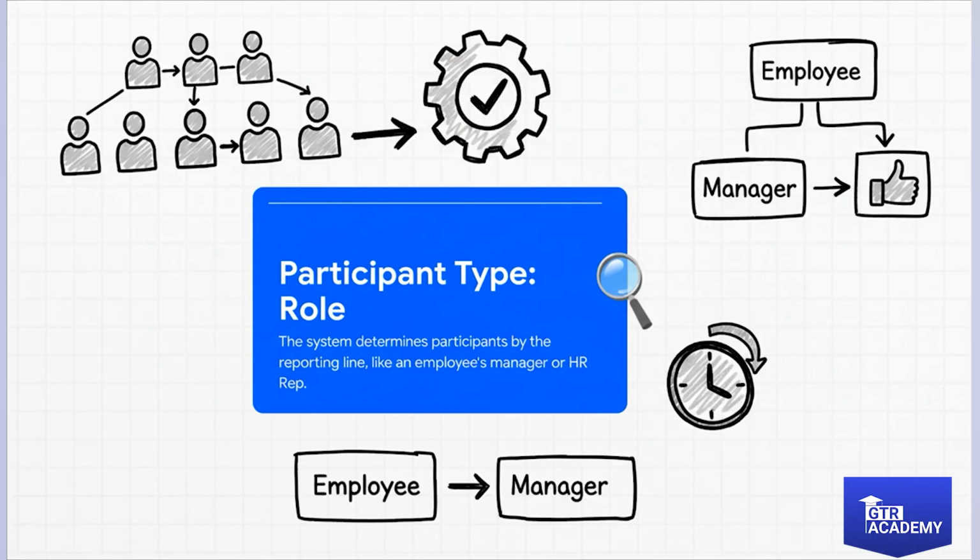So if you set the approver to manager, it'll find whoever is listed as that specific employee's manager in the system and shoot the request straight to them. It's simple, but it's so powerful.